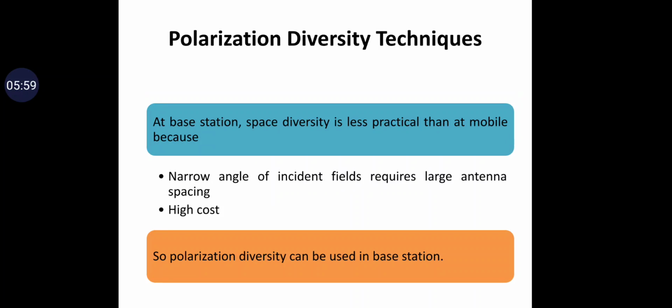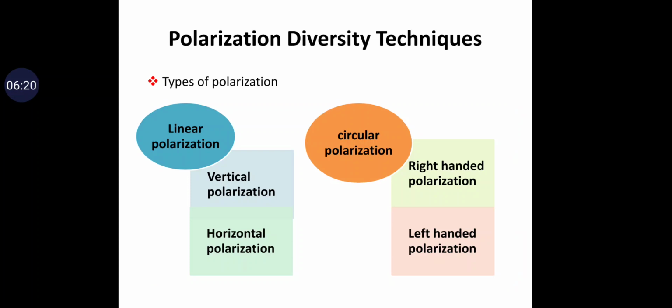At the base station, space diversity is less practical than at the mobile because of two reasons. One is that the narrow angle of incident fields requires large antenna spacing, and the second one is the high cost. So polarization diversity can be used at the base station. There are several types of polarization diversity. One is linear polarization and the second one is circular polarization. In the case of linear polarization, we have vertical and horizontal. In the case of circular polarization, we have right-handed and left-handed polarization.